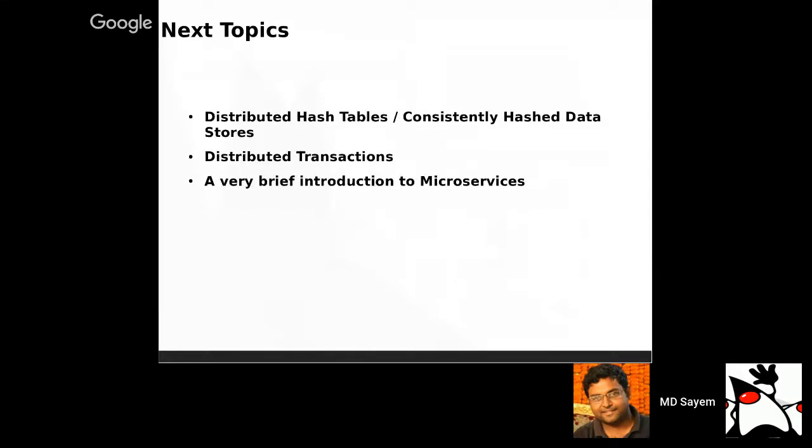Now, as I've previously mentioned, we also want to discuss distributed hash tables or consistently hashed data stores, and also distributed transactions, and a very light introduction to microservices. Services is usually what you get when you try to scale your organization. Let's say you started the bookshop with 10 developers. You are getting more and more popular, but not so popular that you receive a very high amount of writes, but still very popular.